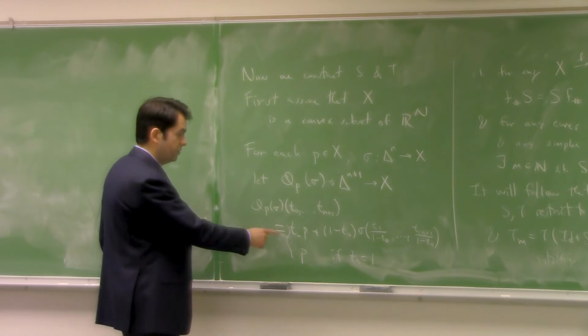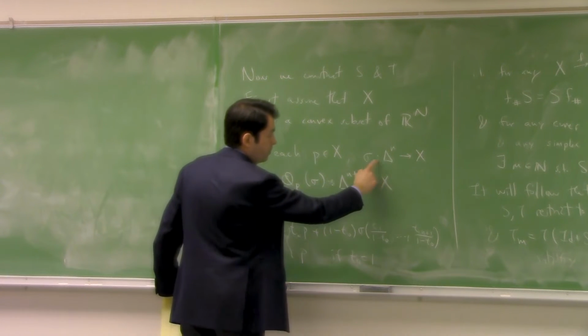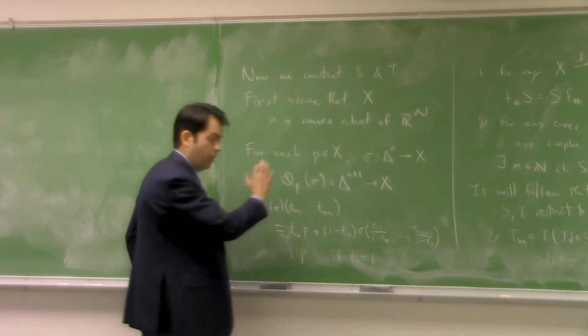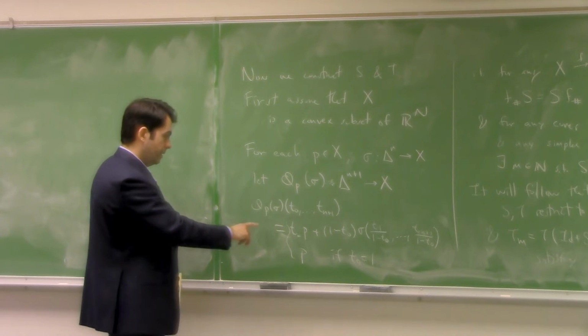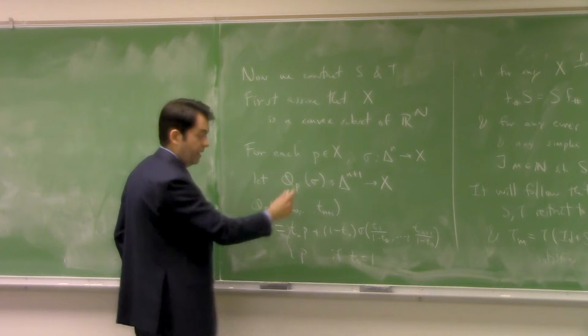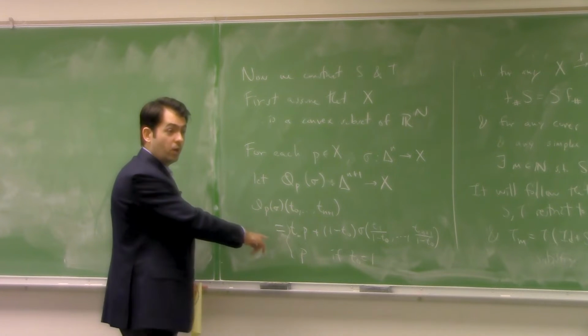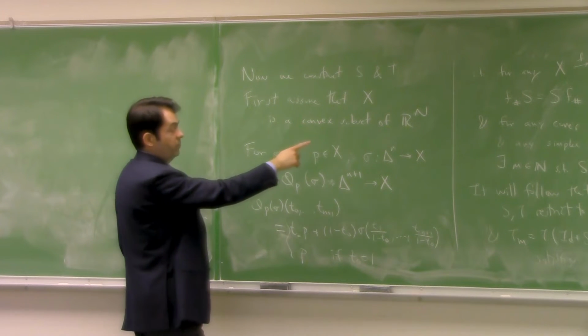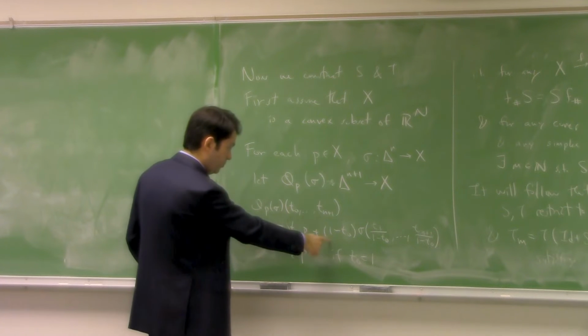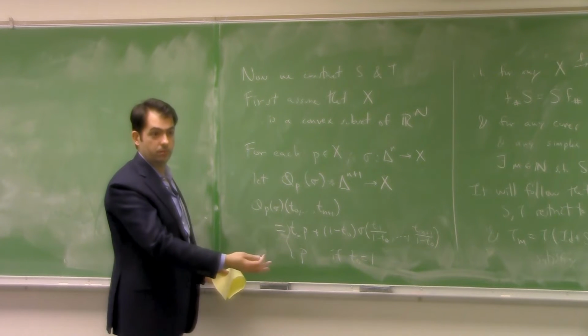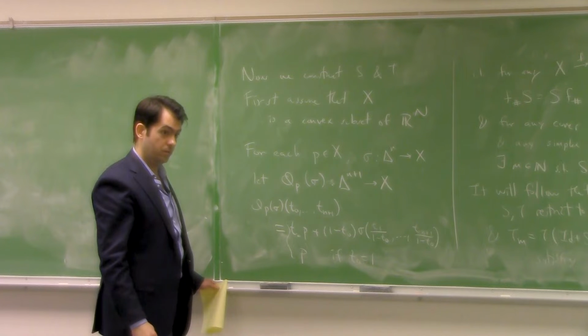Okay, so notice that because we divided by that, they add up to 1, so sigma is defined there. And so all we're doing is taking whatever sigma was doing, and we're coning it off with the point P, which is already in X. Okay. So this is why we need to be working in a convex subset of R^n, because I need to be able to add points.